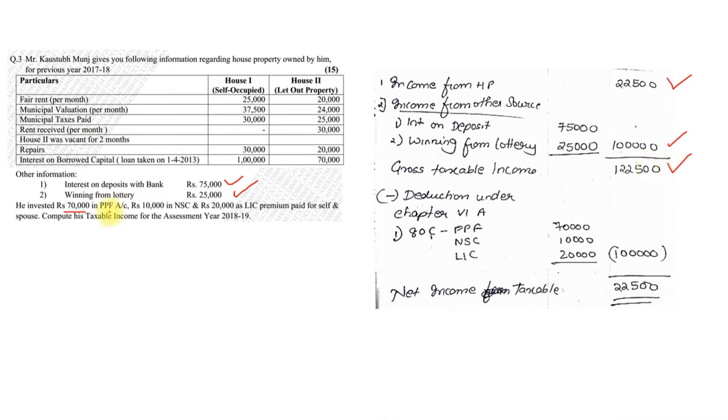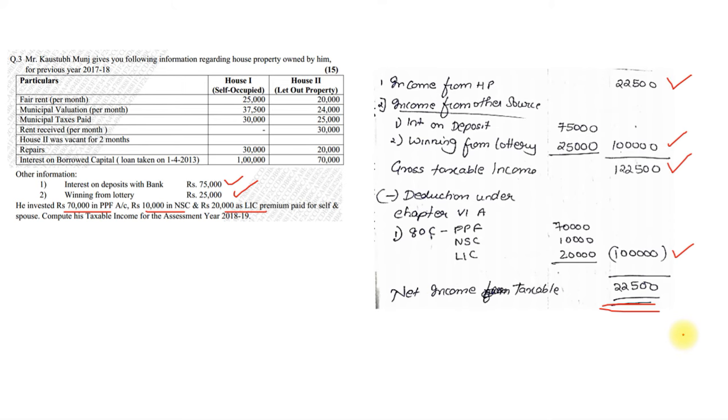Now in deductions, under 80C we have PPF, NSC and LIC premium. We added up all that, and the value comes to 1 lakh. So 1 lakh 22,500 minus 1 lakh, the net taxable income will come to 22,500. This was the second sum in this particular question paper. Simple. I hope everyone has got that. That was house property, other source and deduction.